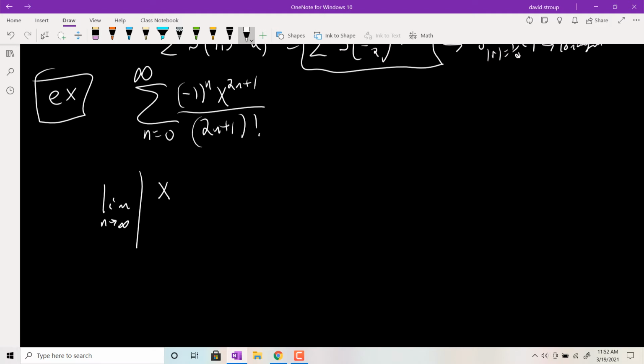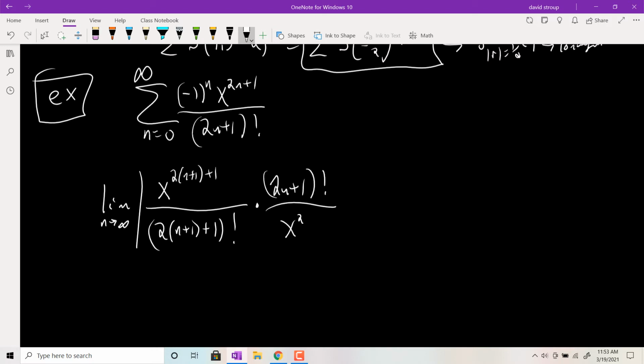So you're just putting n plus 1 in for n wherever you see it everywhere else. So you have 2 to the n plus 1 all over 2 times n plus 1 factorial divided by, in other words, multiplied by the reciprocal of a sub n, which will be 2n plus 1 factorial all over x to the 2n plus 1.